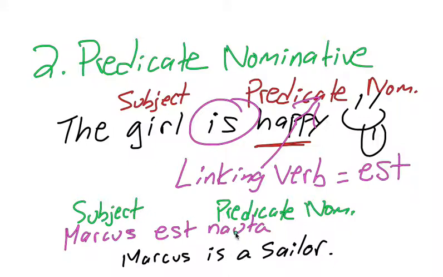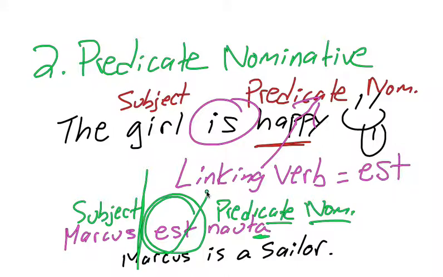Okay, and how do we know that nauta is the predicate nominative? Well, first of all, it's in the nominative case, right, nauta, and it also comes in the predicate part of the sentence. In English class, you probably also learned that sentences are divided into two parts. There's the subject and the predicate, and everything that comes after the subject in the sentence is in the predicate part of the sentence. And so it's very simple. Nauta is in the predicate part of the sentence, and it's nominative, therefore it is a predicate nominative. And the other reason we know it's a predicate nominative is that it follows est, which is of course a linking verb.